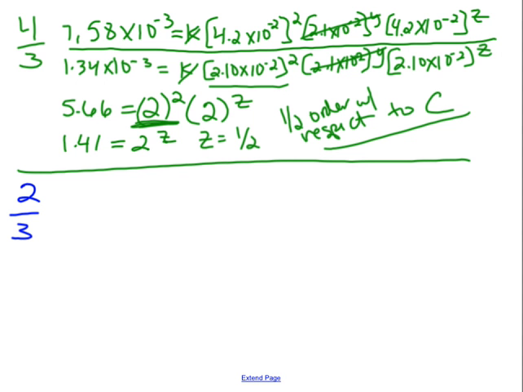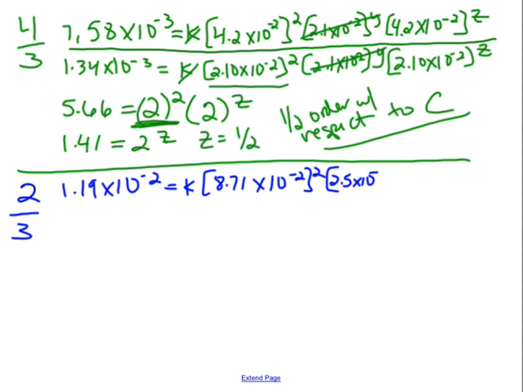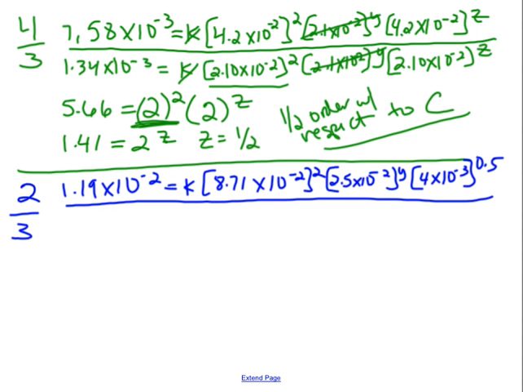All right, so plugging all that in, here we go. 1.19 times 10 to the negative second is equal to k times 8.71 times 10 to the negative second squared times 2.5 times 10 to the negative second to the y, because we don't know that one, and we know this one is 0.5. 4 times 10 to the negative third to the 0.5. Thank goodness for calculators. This would be one you would never, ever in a million years be able to do with inspection. You have to do ugly algebra and you have to use your calculator, unless you're Rain Man, and some of you might be. Some of you don't think math is hard, like I do.